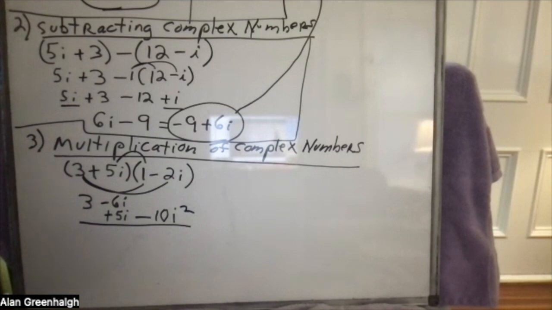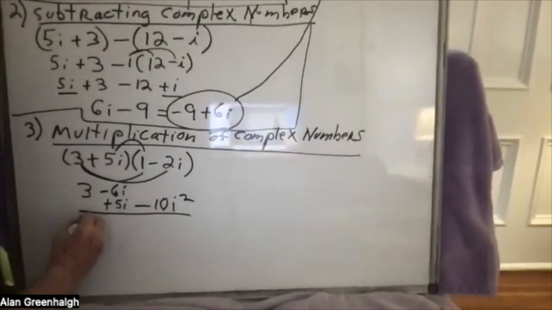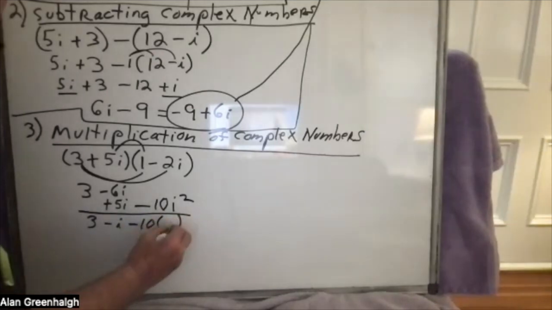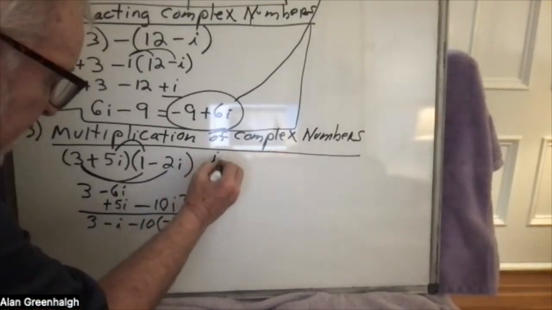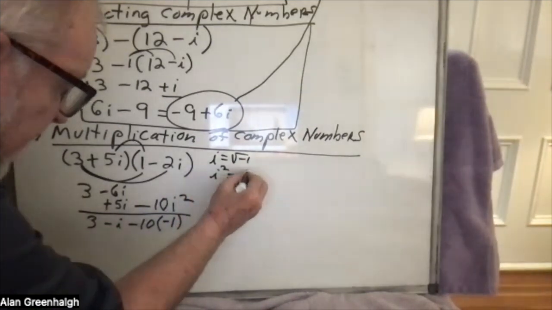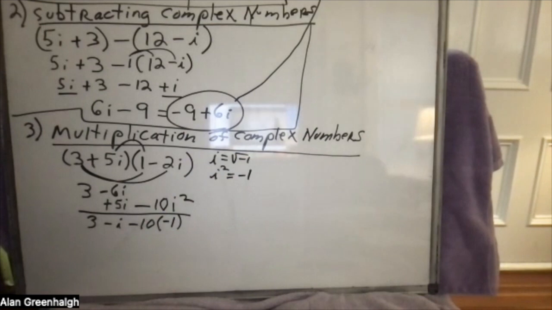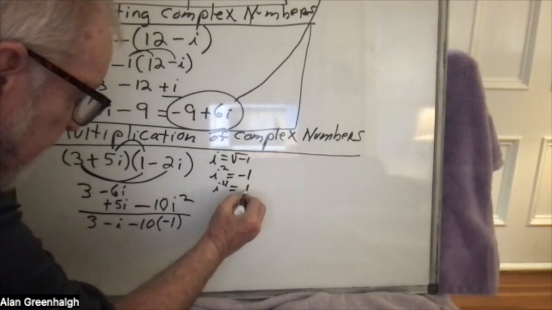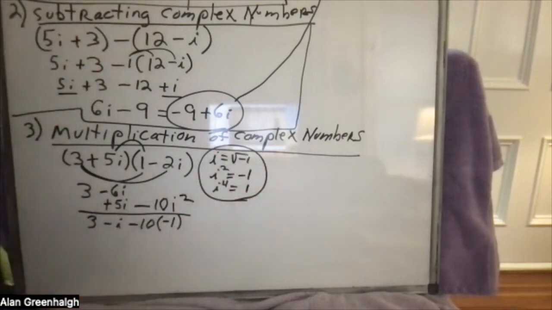Now let's simplify this and see what we get. So this is a 3. This becomes I. And this becomes 10. Now remember what we said earlier. I squared is equal to -1. See how important that is? You have to know that I equals the square root of -1, but I squared is equal to -1. These are very important. And then the third one we did, I to the 4th is equal to +1. These are the 3 that you need to know.